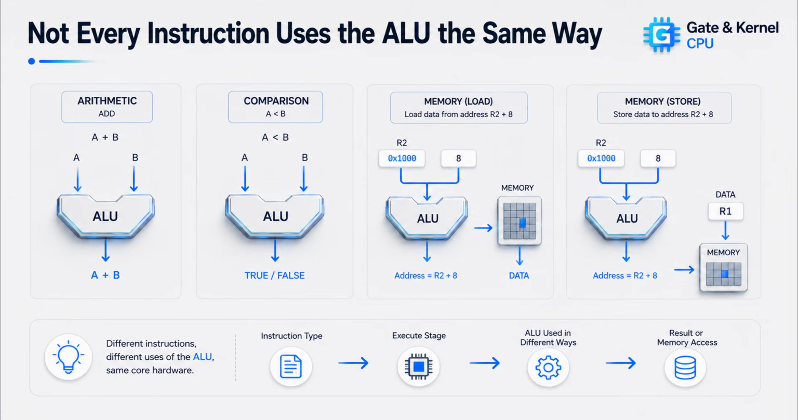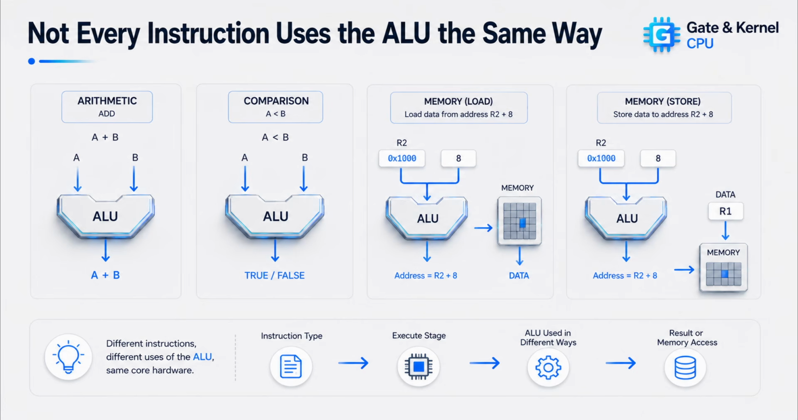9. Not every instruction uses the ALU the same way. The execute stage does not always mean simple arithmetic. Different instructions use the CPU datapath in different ways. An arithmetic instruction may calculate A + B. A comparison instruction may determine whether A is less than B.